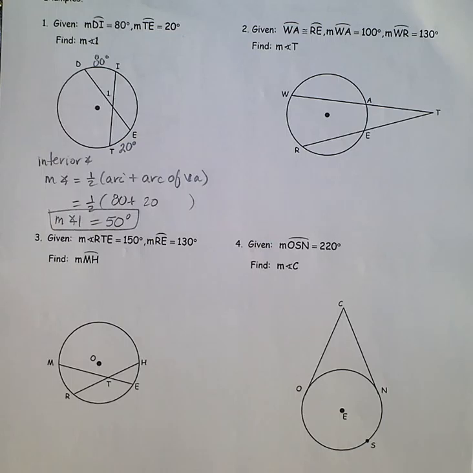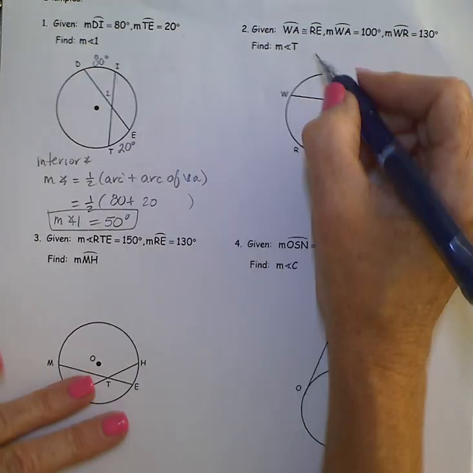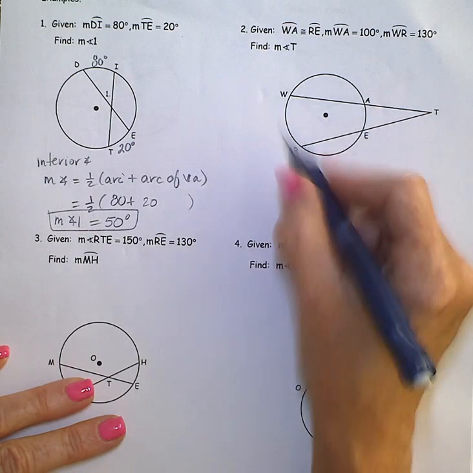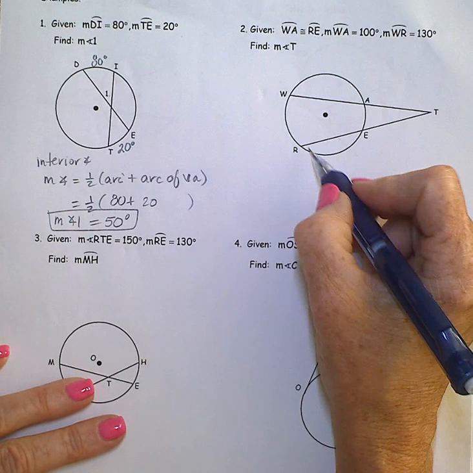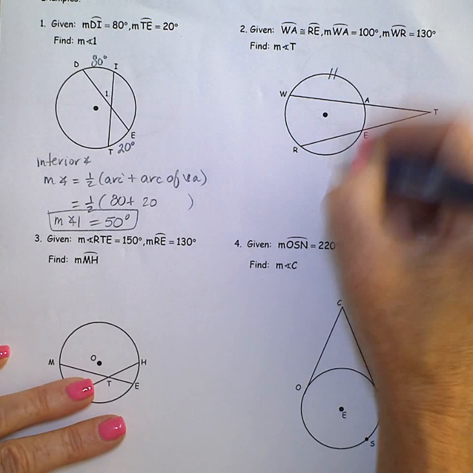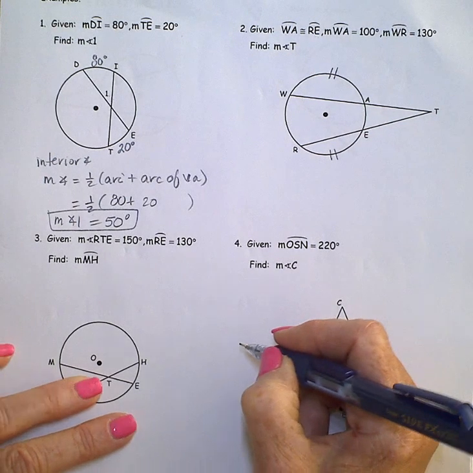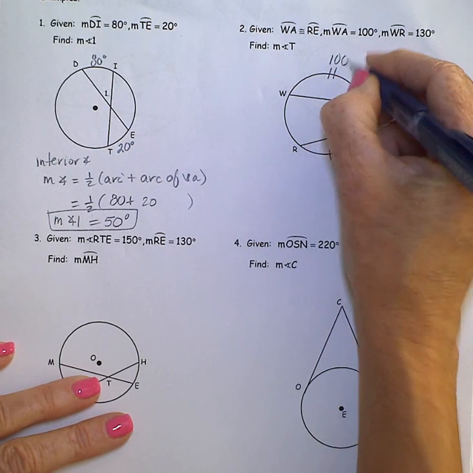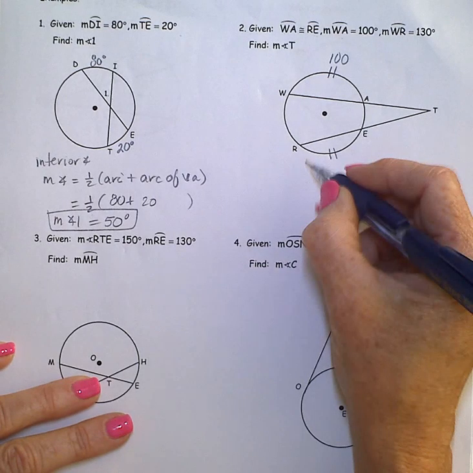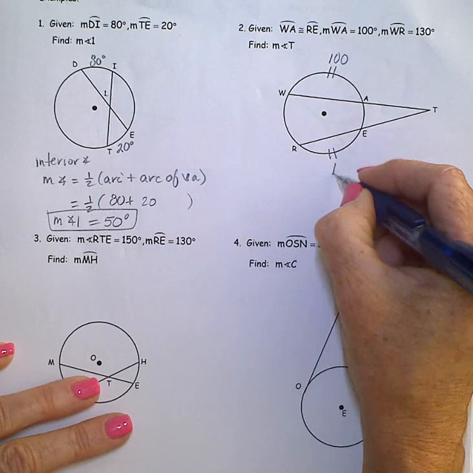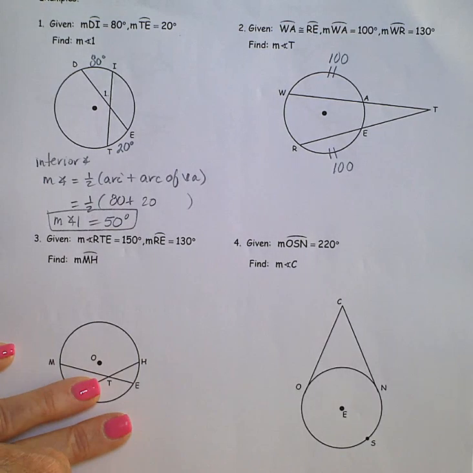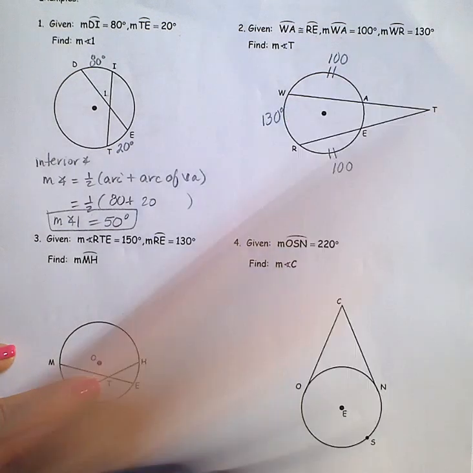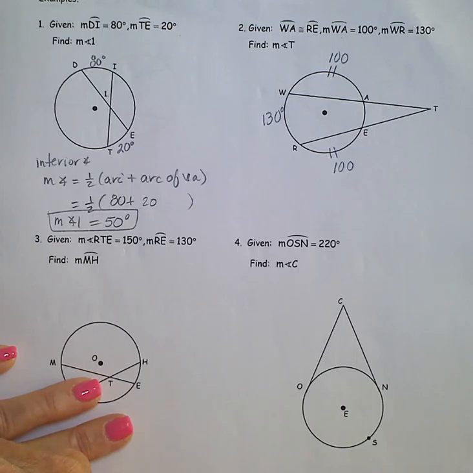Okay. All right, look at this one. Arc WA is congruent to arc RE. We can start marking this as we read through this given. Arc WA is congruent to arc RE, so mark it. The measure of arc WA is 100. Right now, what does that tell you about arc RE? It's also 100. The measure of arc WR is 130. And I want you to find angle T.